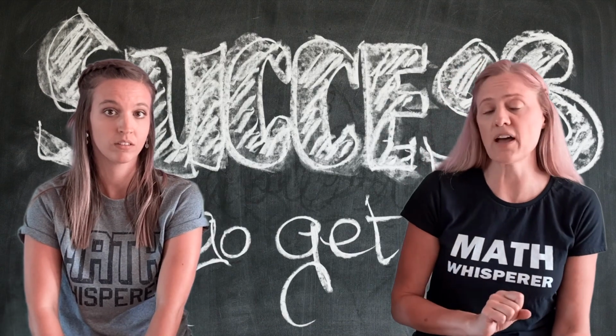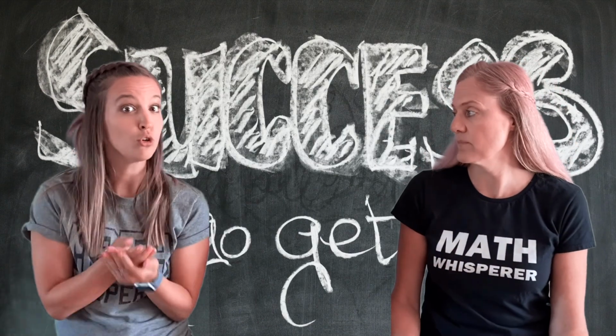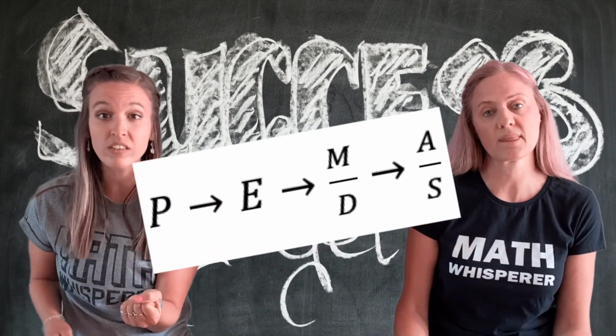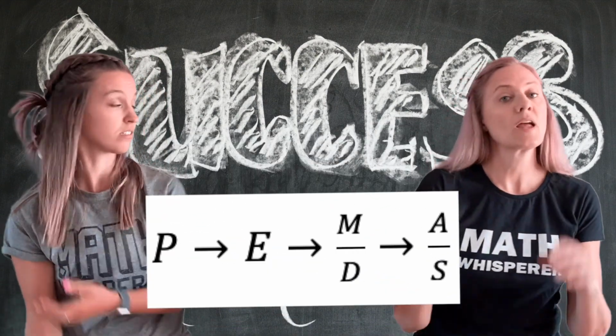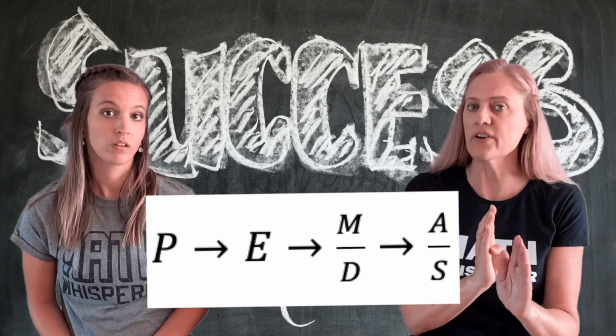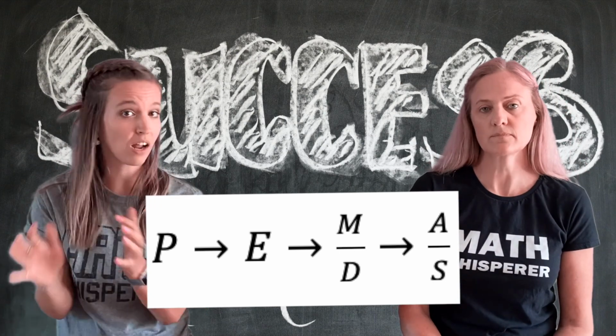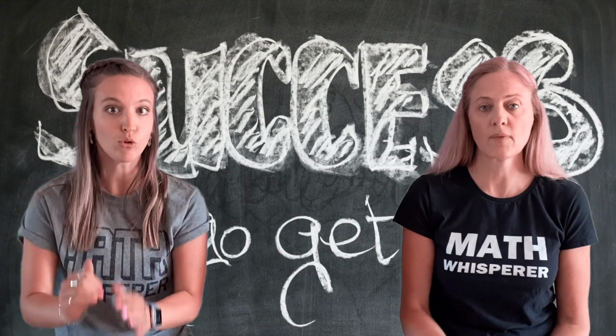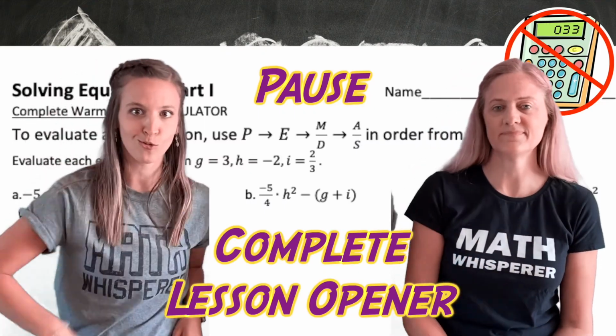Remember, as you go through evaluating expressions, to use PEMDAS. PEMDAS is parentheses first, then exponents next, then multiply, divide in order from left to right. One's not more important than the other. And finally add and subtract. Again, one's not more important than the other, just go left to right. You got this. Pause and try. See you soon.